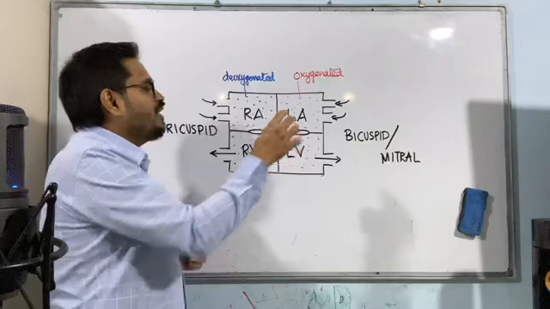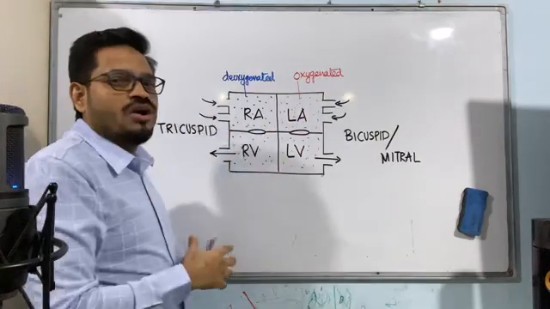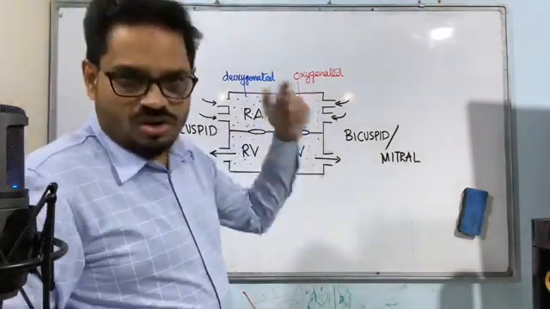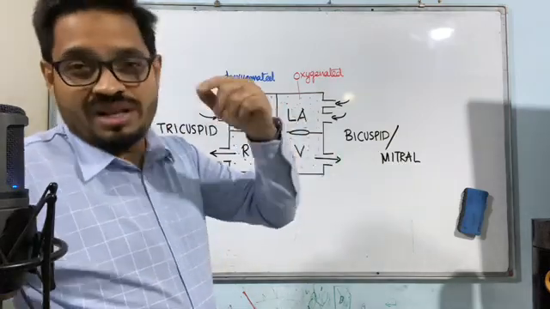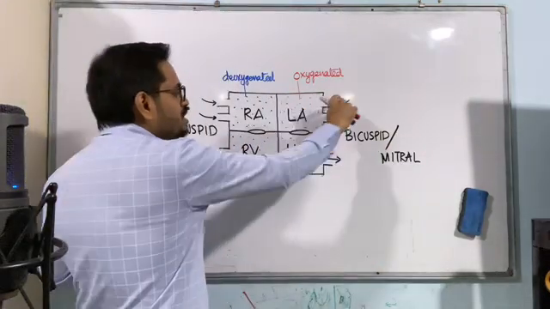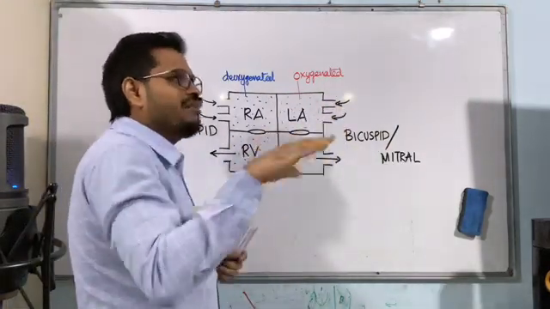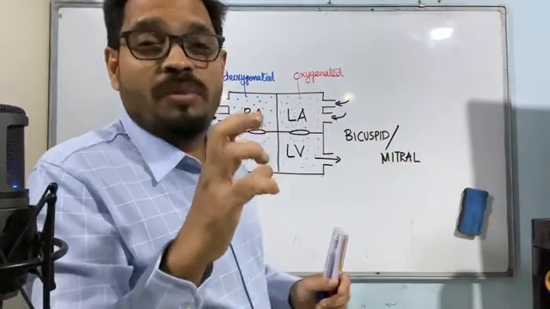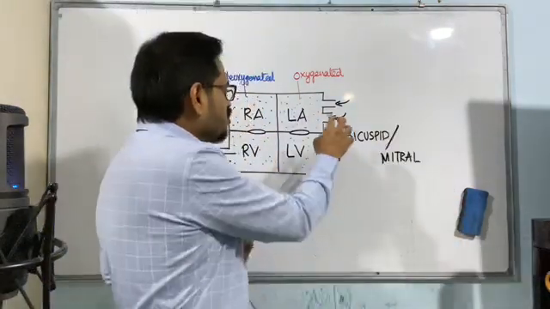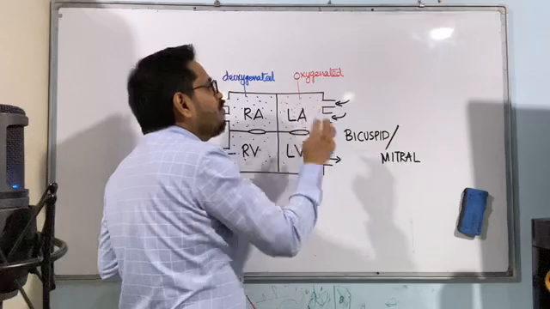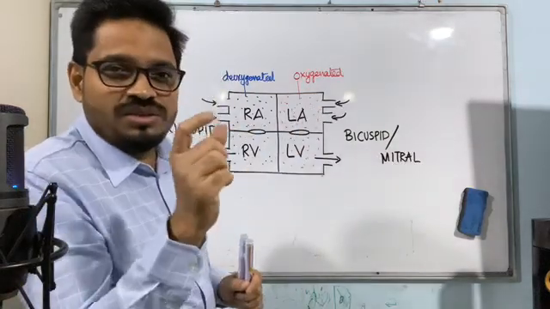Let's see from where this side got oxygen. Use some common sense. The left side got oxygen from where? Oxygen comes from the lungs. So this brings blood from the lungs, and anything related to the lungs we use the word pulmonary. So let's use the word pulmonary here.